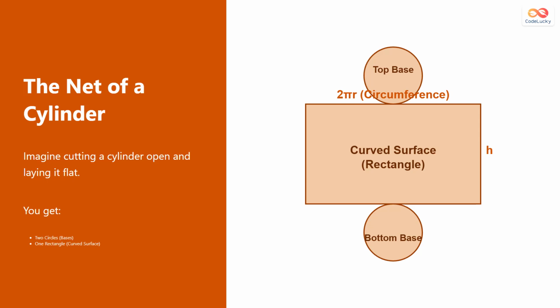If we were to cut a right cylinder open and lay it flat, we would see its net. It consists of two circles for the bases and one large rectangle for the curved surface. The width of this rectangle matches the circumference of the circle.